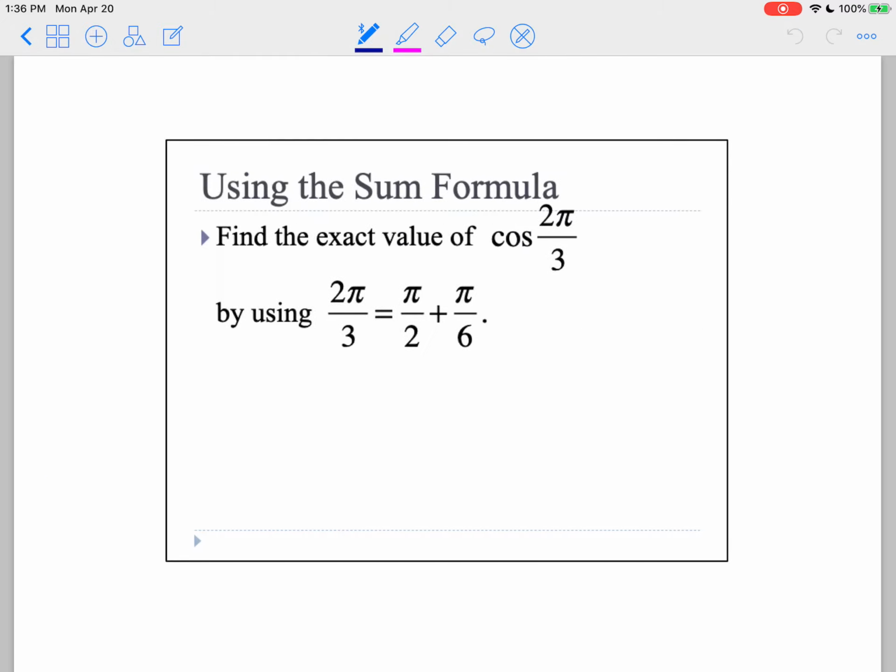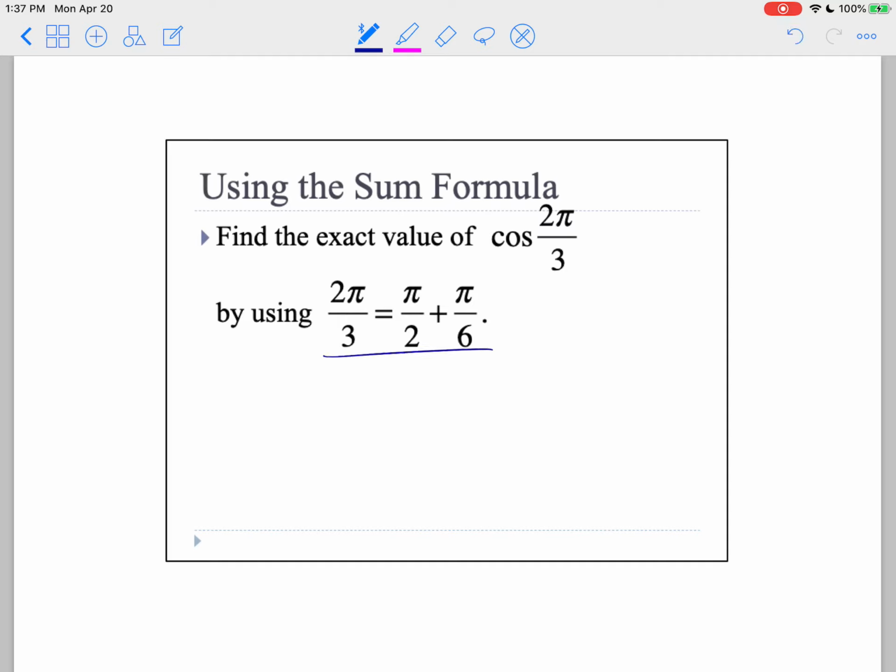All right, let's try this again. Same idea. So now we're looking for the exact value of cosine of 2 pi over 3. Now, I understand that 2 pi over 3 is a value that is on my unit circle, and I could just look at my unit circle to find this value. But I think it's important to go through the practice of this exercise here.